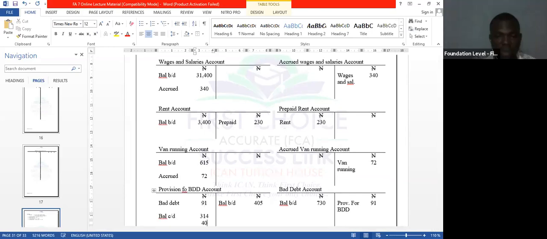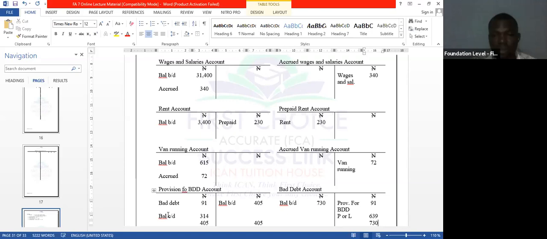So for our bad debt now, you begin to pay. That's 730 minus 91. That gives 639. So the close is here to be 730.